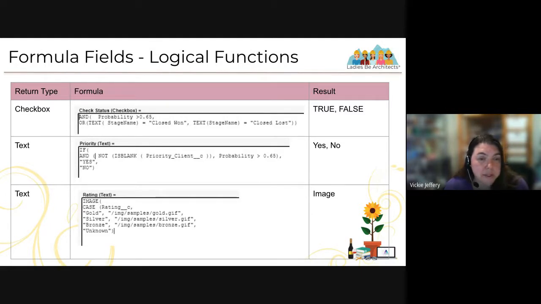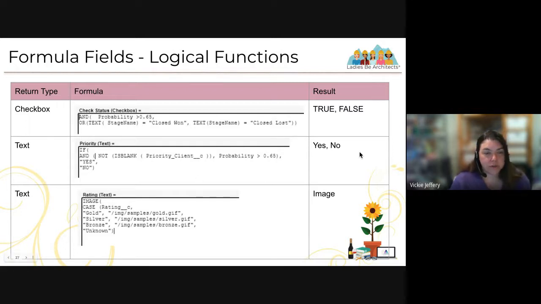So the next one is text. So we've got logical function here of if, and we've also got not and is blank. So there's a few in here. So we use is blank to say whether there's nothing in a field. So I'm saying if priority client is blank and the probability is less than 0.65, I want to put yes in here. But you see that I've got not in there as well. So that's what you're going to put before it if you want to say that it's not blank, rather than saying is not blank.